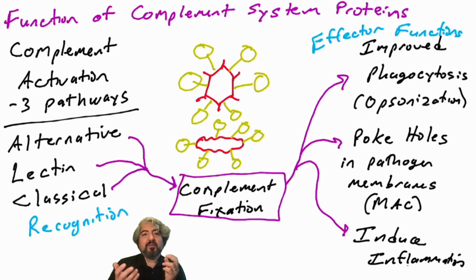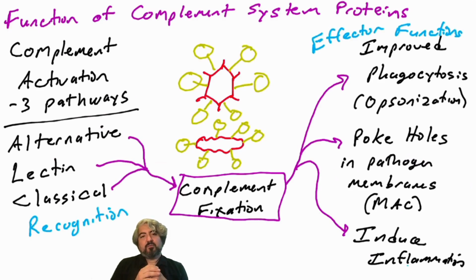So there's the alternative pathway of complement activation, where the C3 protein spontaneously converts to iC3 and initiates the alternative pathway, alternative C3 convertase formation. There is the lectin pathway, by which mannose binding lectin is produced by the liver and binds mannose on the surface of pathogens.